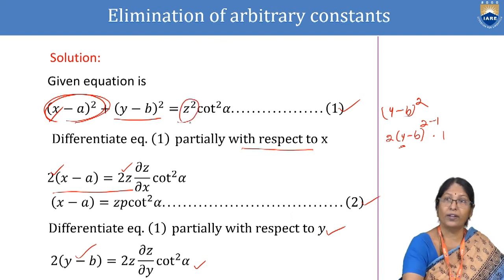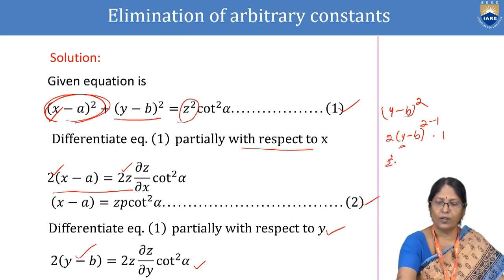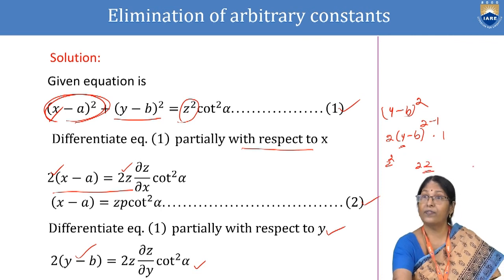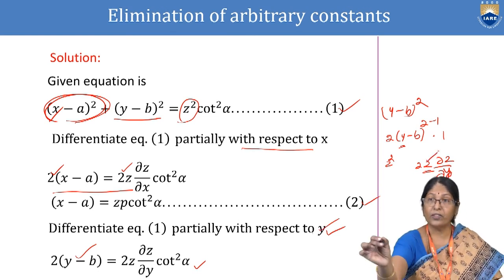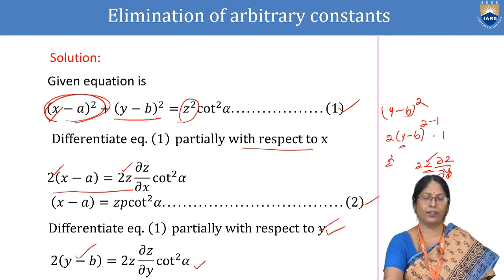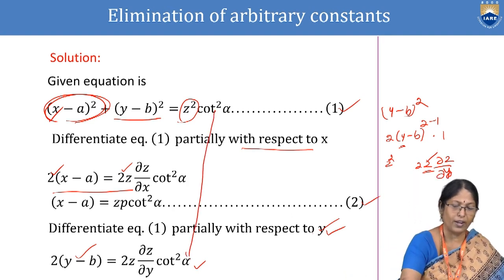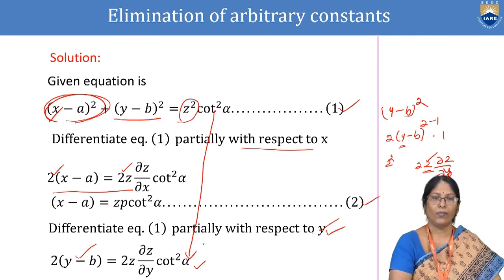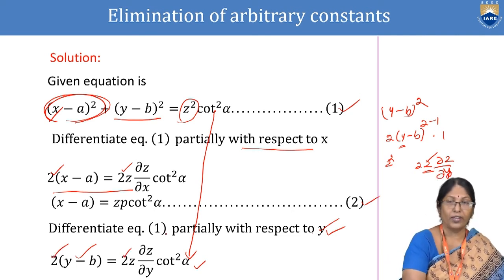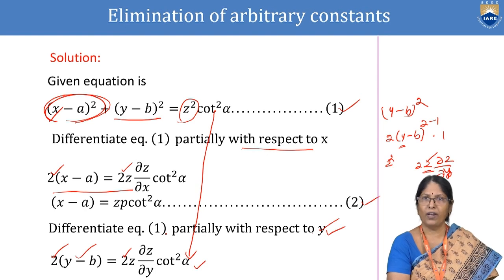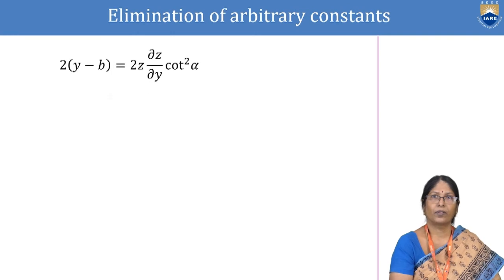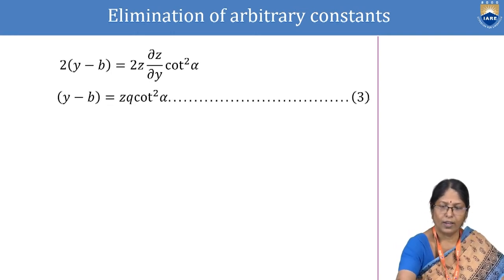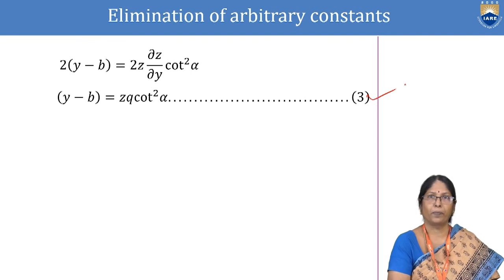Next, z square differentiation, 2z. z differentiation again dou z by dou y, because we are doing partially with respect to y. z is playing the role of dependent. Then cot square alpha is written as it is. Both the sides, if you notice, the number 2 is common. We will cancel it. So it is cancelled, and this is equation 3.